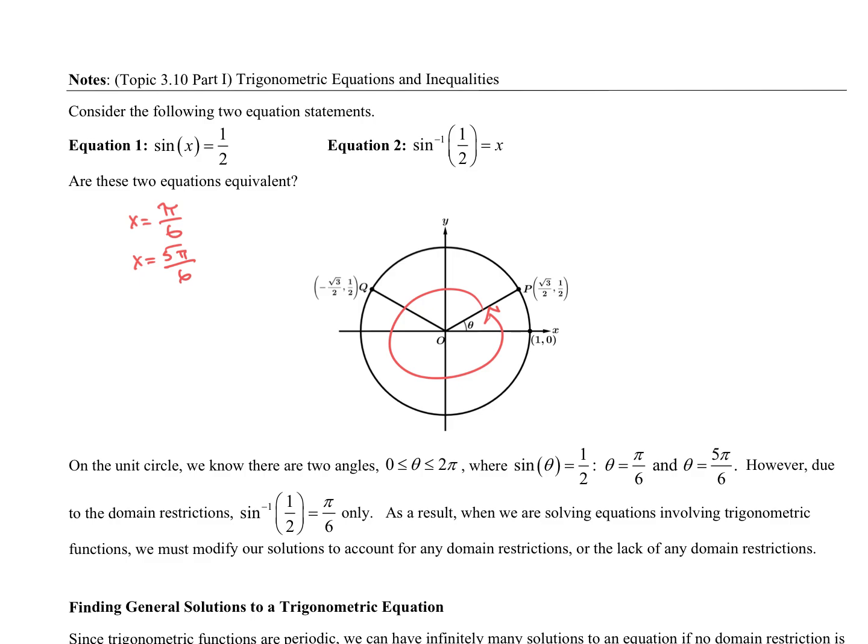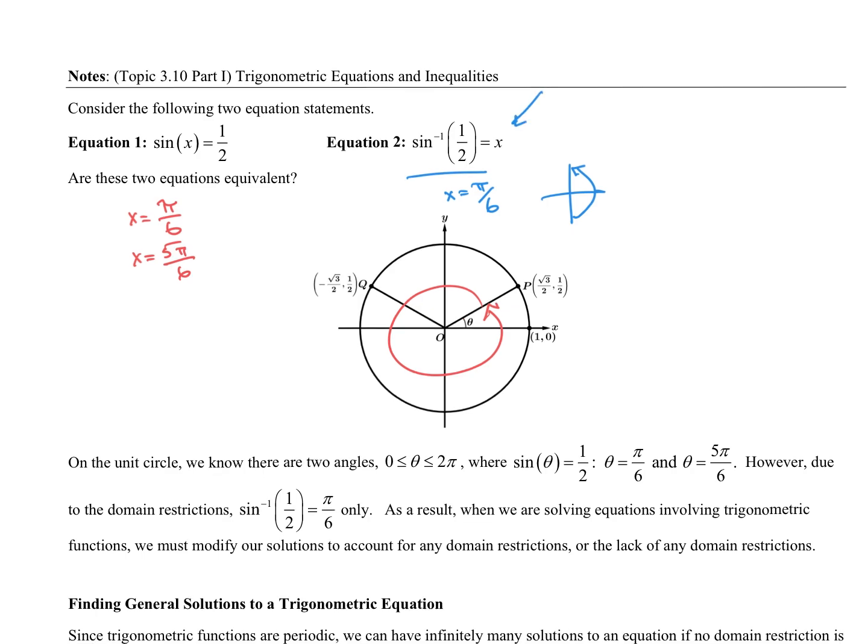Arcsine is bounded by what? By negative pi over 2 and what? Pi over 2. So arcsine of 1/2 is equal to what? Pi over 6. Is there another option on that one? No. And so are these two equations the same? They are not actually, because this one has such a domain restriction on it. All right, and so let's talk about that today.